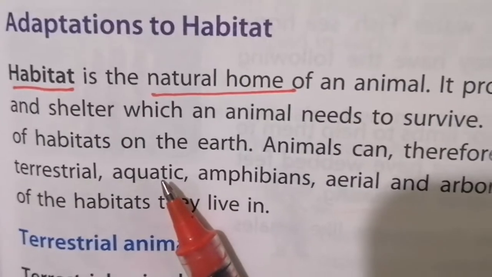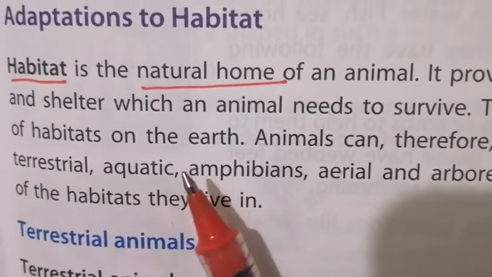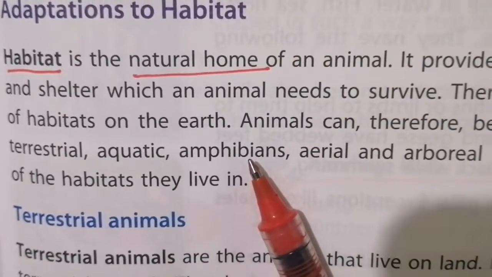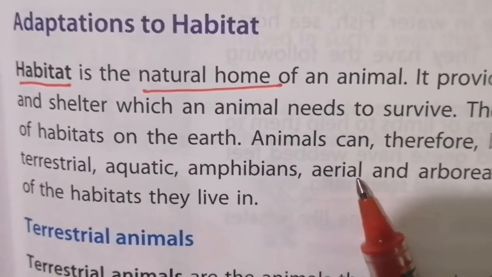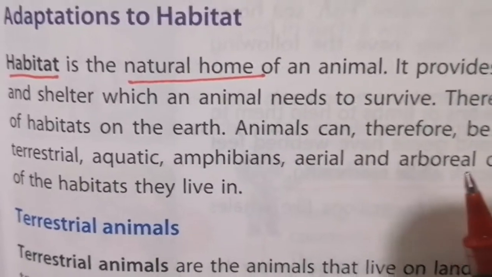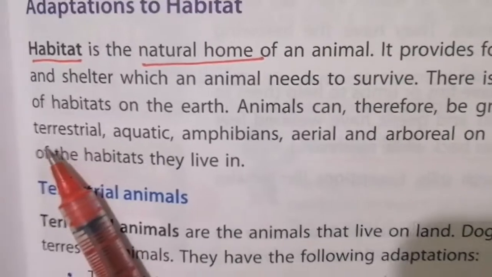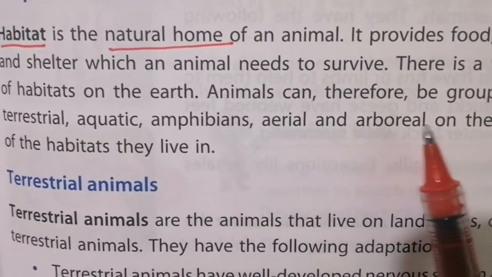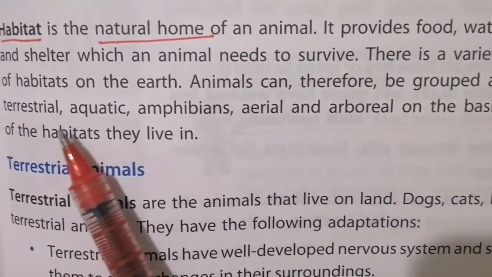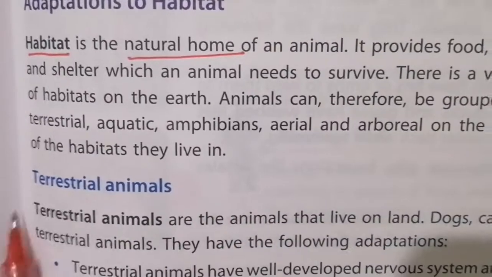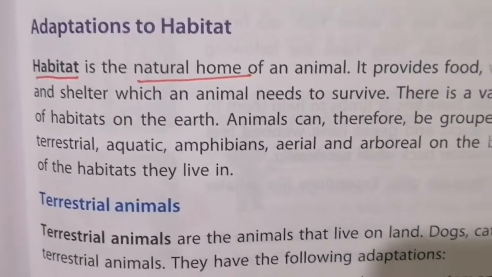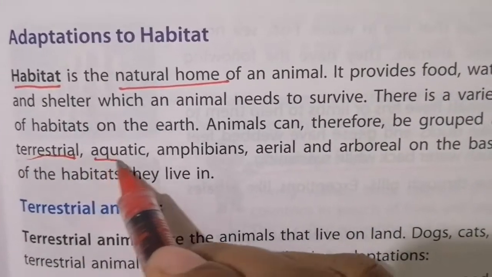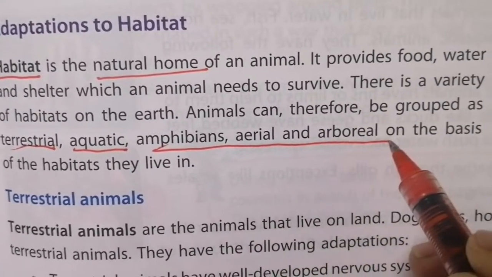The second one is called aquatic. Aquatic means those which live in water. The next one is called amphibians. Next is aerial, and arboreal. What are the five? Terrestrial, aquatic, amphibians, aerial and arboreal, on the basis of the habitats they live in. Don't forget, learn all these five spellings thoroughly.